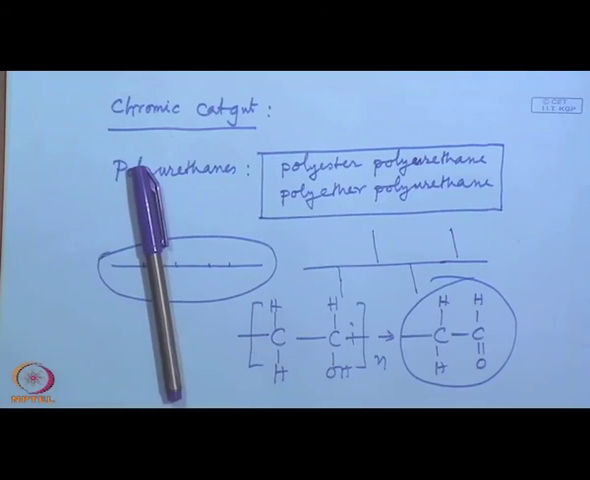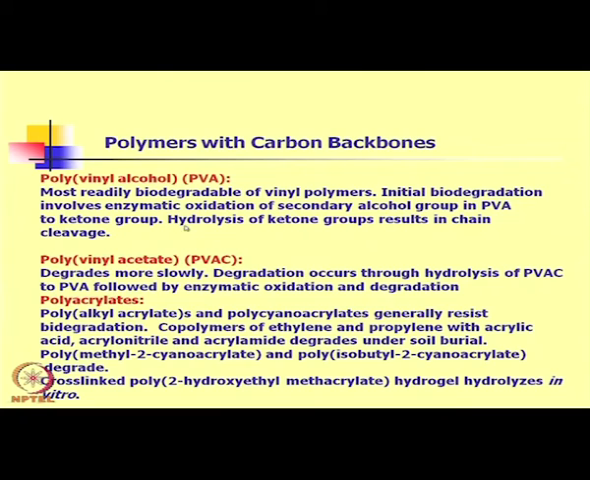So, hydrolysis of the ketone group results in chain cleavage. Gradually hydroxyl groups are converted to ketone, then ketone groups result in chain cleavage. In case of polyvinyl acetate, that degrades more slowly, and degradation occurs through hydrolysis of polyvinyl acetate to PVA, followed by enzymatic oxidation and degradation.